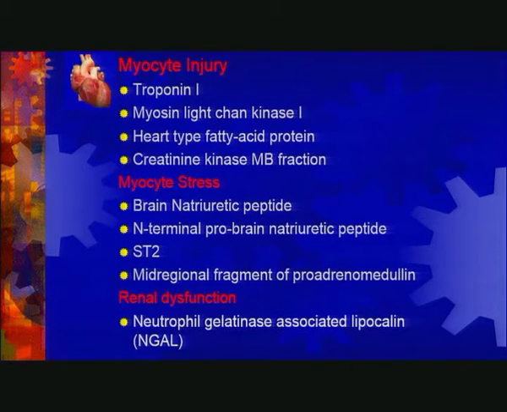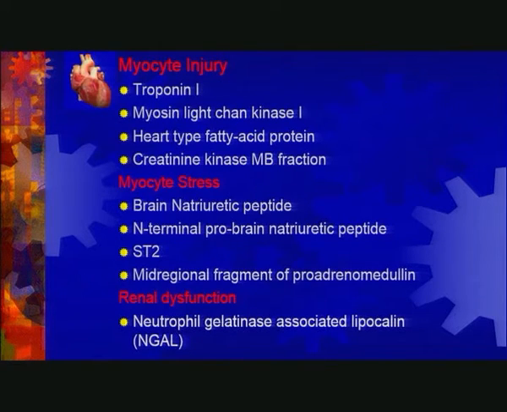And myocyte stress, and the most important and popular are these two peptides, BNP and NT-proBNP. These are two very important peptides used to diagnose heart failure as well as for risk stratification, along with ST2 and mid-regional fragment of proadrenomedullin. Renal dysfunction, actually, I will go through later.